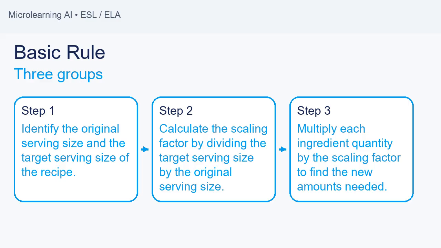Basic rule. Step 1. Identify the original serving size and the target serving size of the recipe. Step 2. Calculate the scaling factor by dividing the target serving size by the original serving size. Step 3. Multiply each ingredient quantity by the scaling factor to find the new amounts needed.